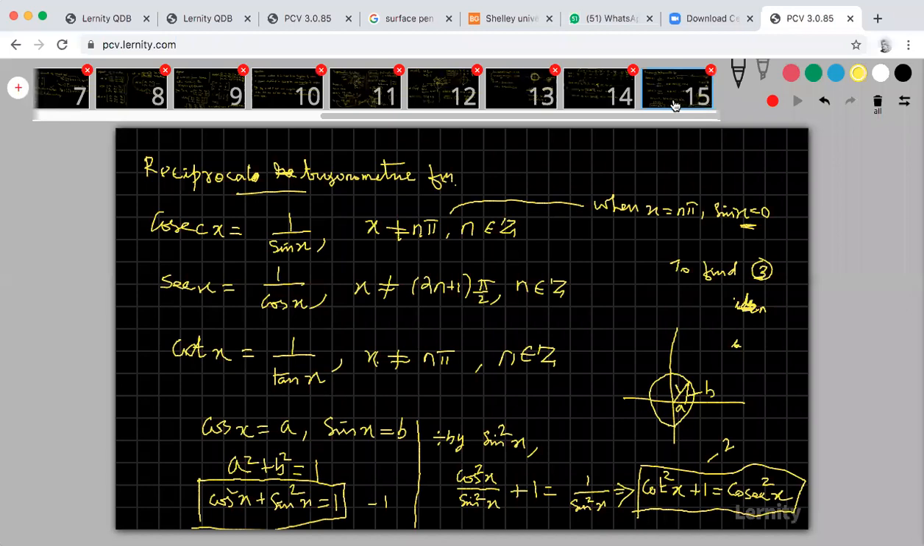And the reciprocal trigonometric functions, what are cosecant x, secant x, cot x? Okay, based on that, we prove some identities: cos square x plus sin square x is equal to 1, 1 plus cot square is equal to cosecant square, and you have to find out the third one.